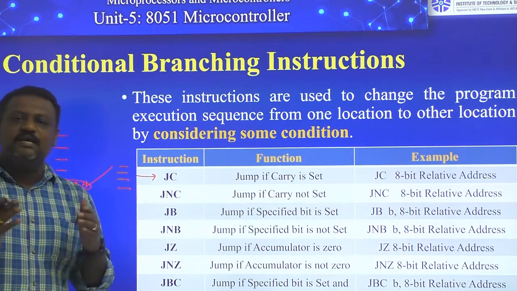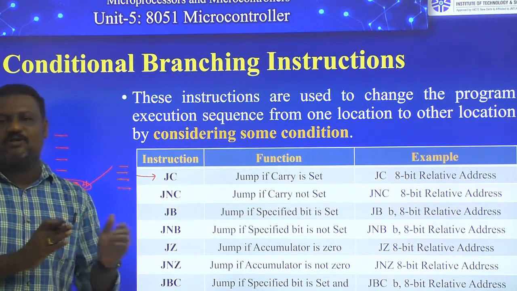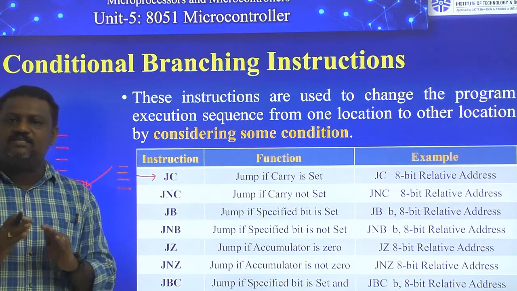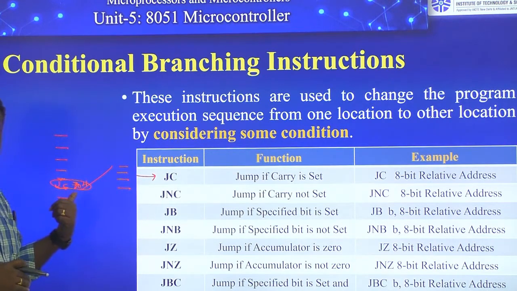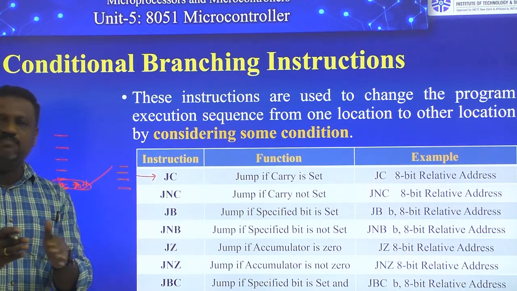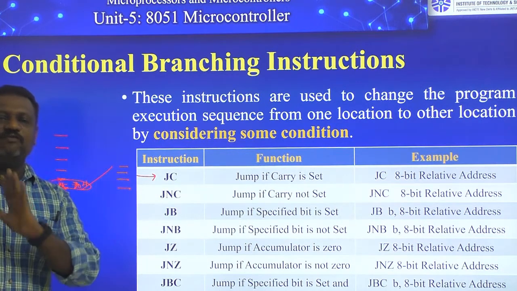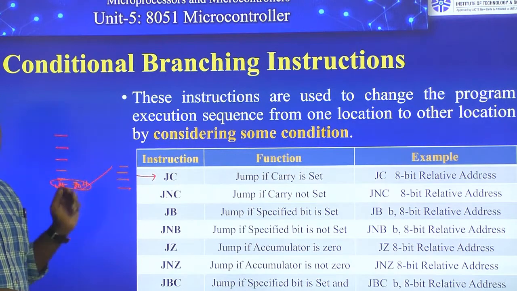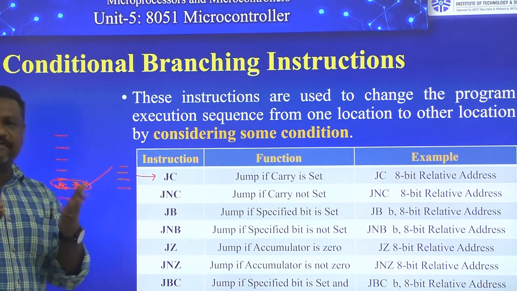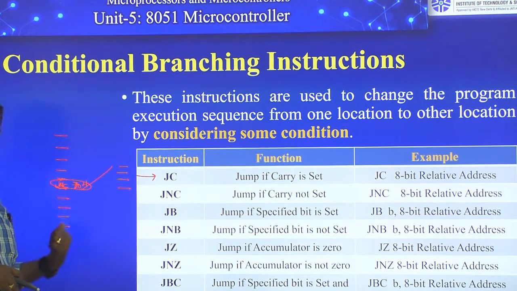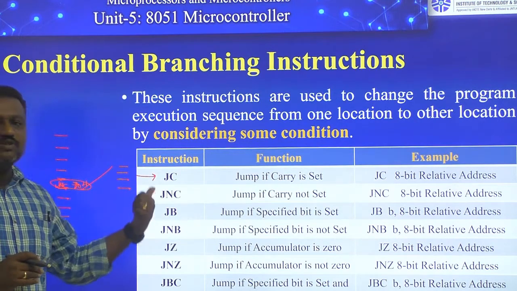Opposite to this, the next one is JNC. Jump if carry not set. The previous JC means jump if carry is set, but now jump if carry is not set. So the condition is the opposite, and instead of JC you write JNC. If the carry flag is not set, that means that by execution of the previous instruction, your carry flag was not set. Then I go to the destination. If the carry flag is set, then I simply ignore this and go for the next instruction. So it is the exact opposite of the previous one.